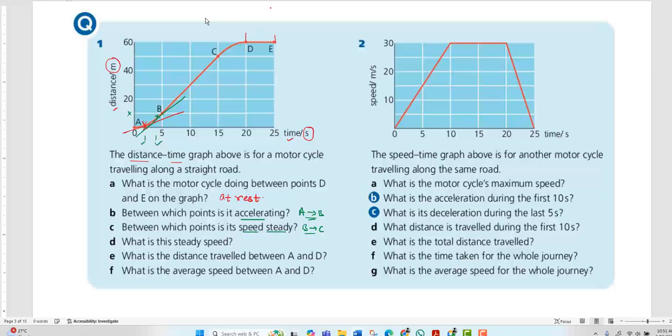So it is 15 or 10. It is 10. And this point is 50. So B corresponds to 10 meters and this is C. So it is 40 divided by the corresponding time, 5 to 15, right? So that is 10 seconds elapsed. So it is basically equal to 4 meters per second.